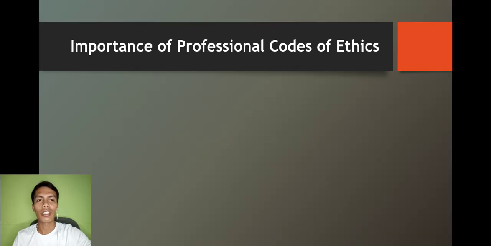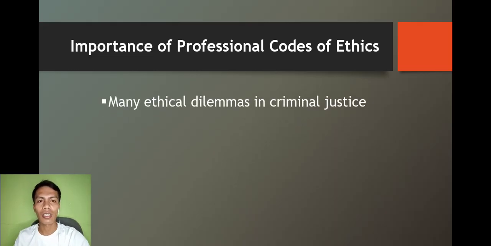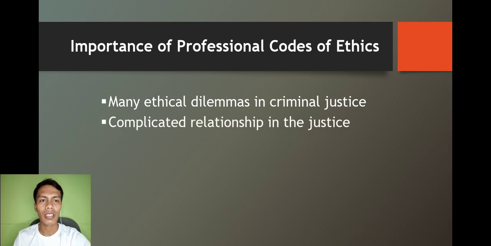Then next, we have the importance of the professional code of ethics. So first, there are many ethical dilemmas in criminal justice. So in criminal justice, there are things where we can say it is difficult to make decisions. So that's why we need to be rooted in the professional code of ethics, so that it serves as our guide on what we should do when we face situations where it is hard to make decisions.